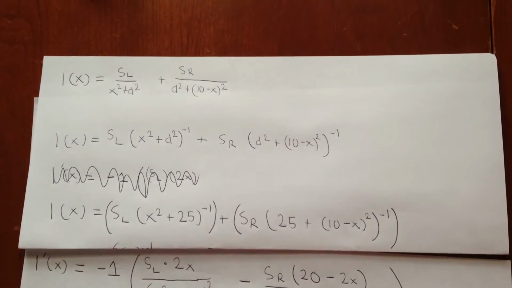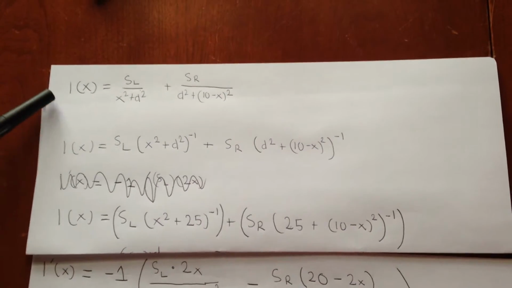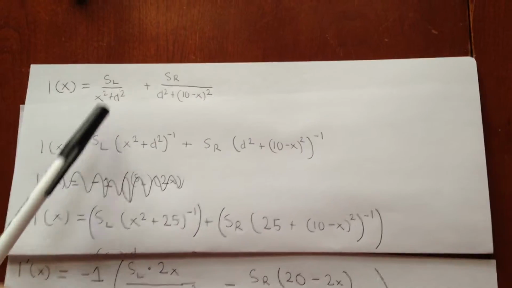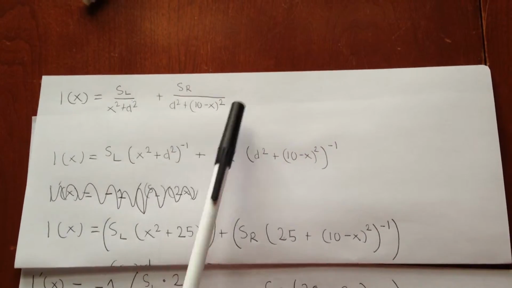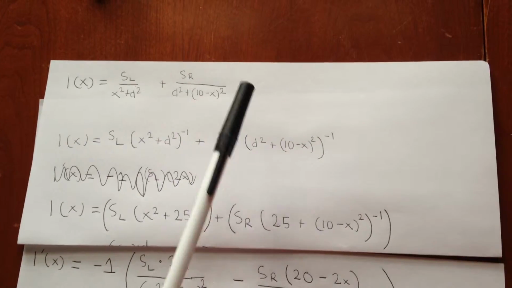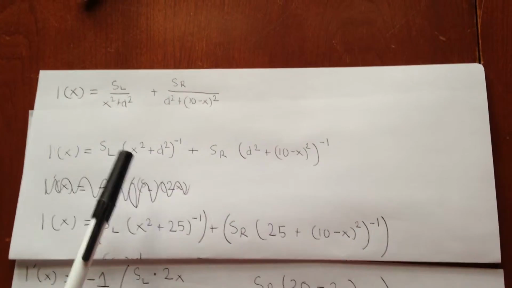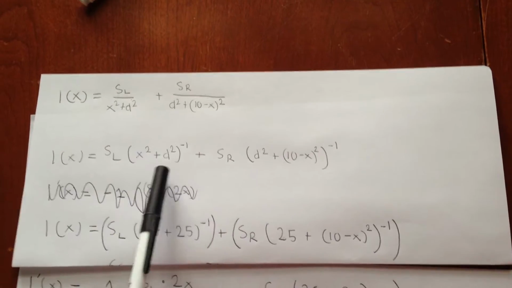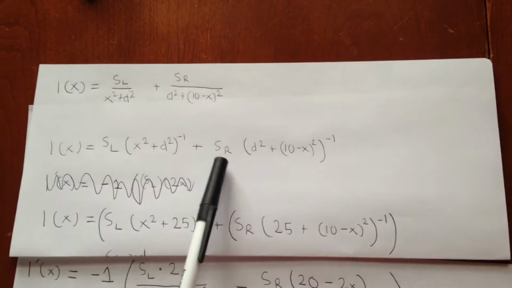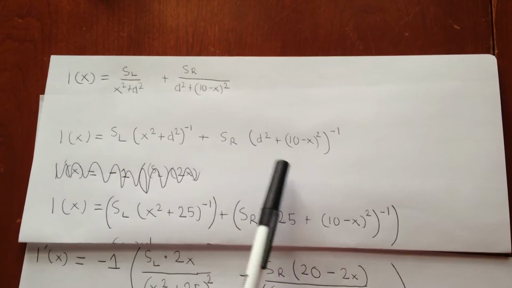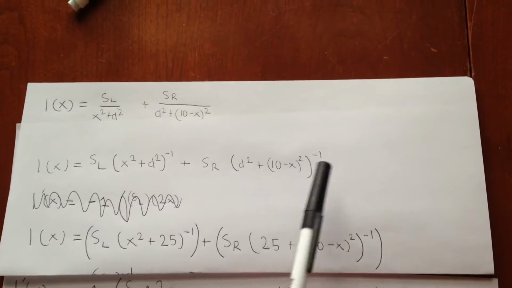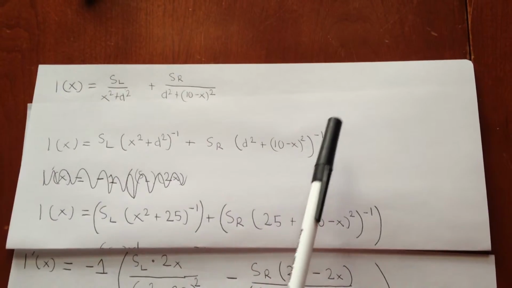Okay, so the formula we know is that L of x equals the strength of the left over x squared plus d squared, plus the strength of the right light bulb over d squared plus the quantity 10 minus x squared. We can rewrite this as the strength of the left light bulb times x squared plus d squared to the negative first, plus the strength of the right light bulb times the quantity d squared plus the quantity 10 minus x squared to the negative first.